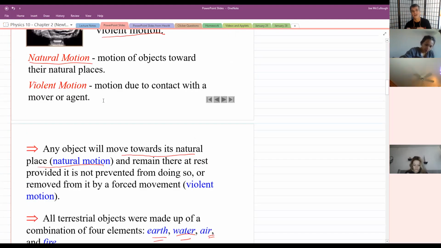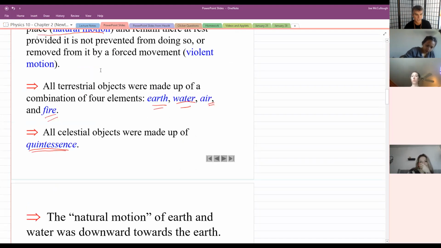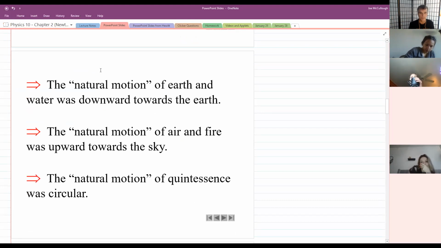And that something he would call violent motion. So natural motion is objects moving towards their natural places. Violent motion was motion due to contact with an outside object or agent. And what he believed was that for anything made of earth or water, the natural motion was downward towards the earth. So if I dropped this easy button, and it fell, the way that Aristotle would explain this was that this easy button was made up of either earth or water or some combination of it. And the natural motion of anything made of earth and water was to fall straight down towards the earth and be at rest on the earth.